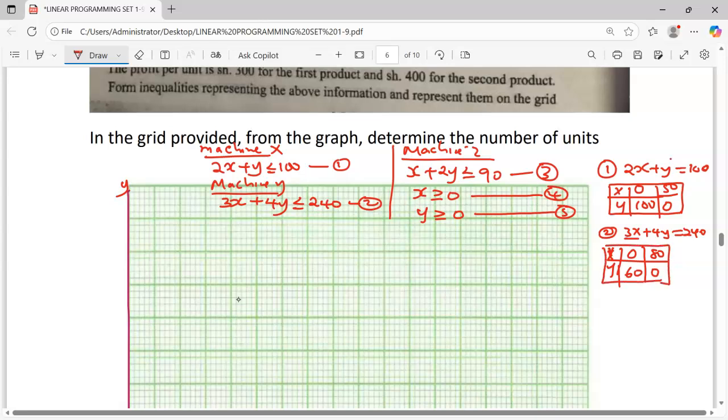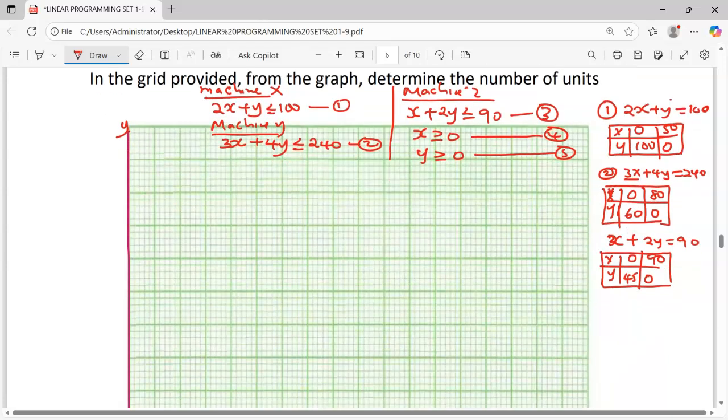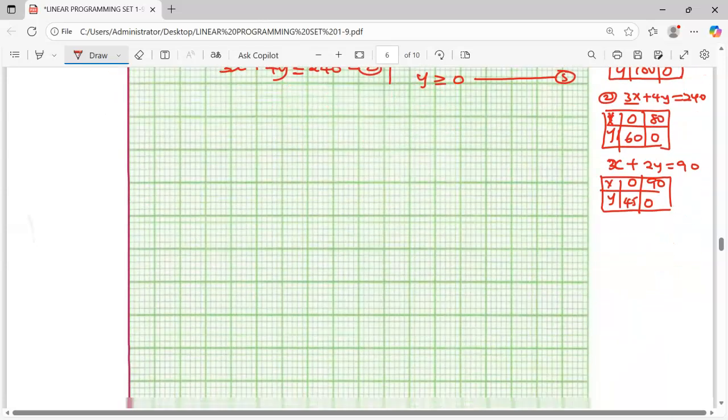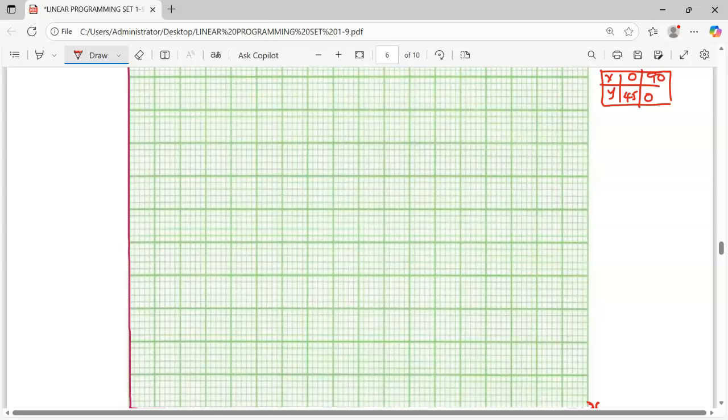Then of course we move down to where we have x plus 2y is equal to 90. I'm going to make a table having x and y. When the value of x is 0, y will be 45. And if I assume the value of y is 0, then x is going to be 90. So from here we can go and graph our inequalities. The highest value we have is 100, and therefore we are going to go.